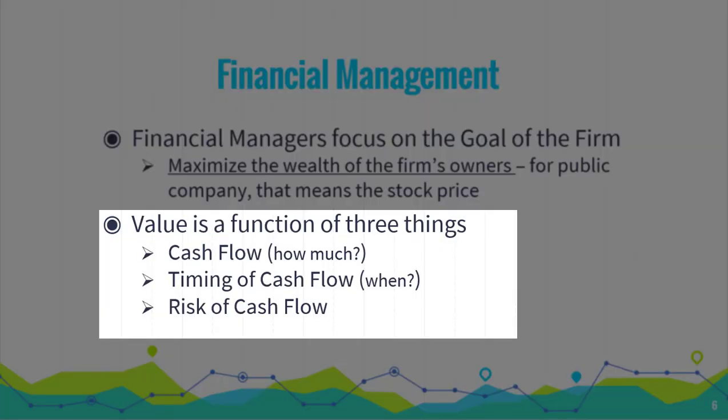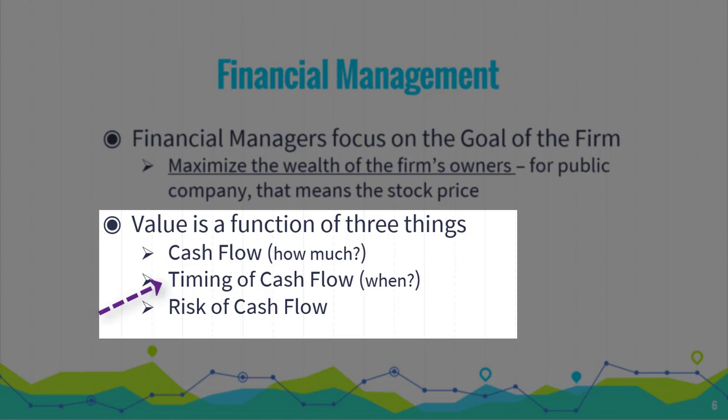In maximizing value, there are three things that affect or drive value. The first is generating cash flow. Managers should go about activities that increase the cash flow of the firm. When we talked earlier about the investing decision, this is the primary goal of making good investment decisions, to increase the cash flow of the firm.